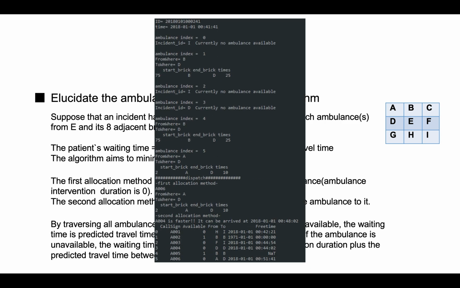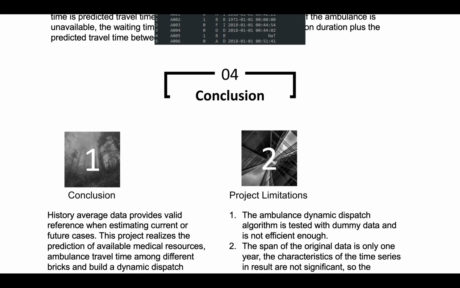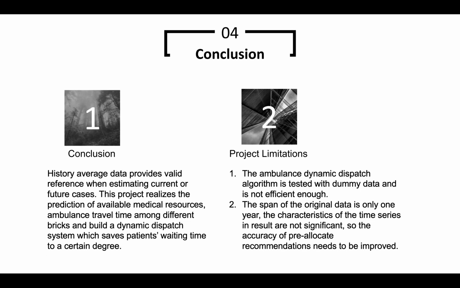Here is an example of the recommender system. Here is the result. The second allocation method saves 7 minutes compared with the first one. In conclusion, history average data provides a valid reference when estimating current or future cases. This project realizes the prediction of available medical resources and ambulance travel time among different bricks, and builds a dynamic dispatch system which saves patients' waiting time to a certain degree.